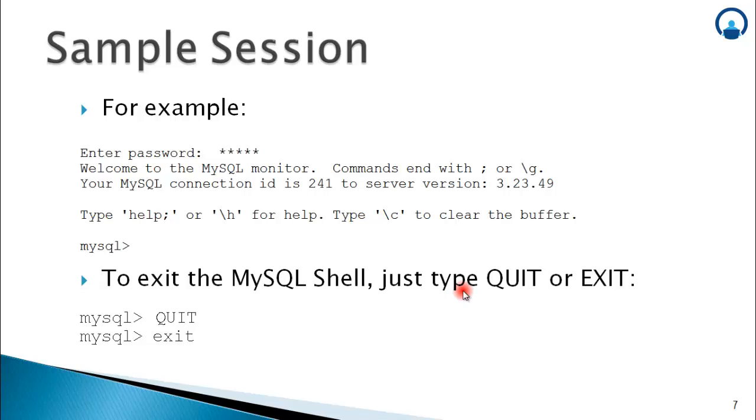You get the message: Welcome to the MySQL monitor. Commands end with semicolon or \g. Your MySQL connection ID is 3 to server version 3.2.3.49. This would be the message when you connect to MySQL. You can type help; or \h for help. Type \c to clear the buffer from the command prompt. Now if you have to exit MySQL, you have to type either quit or exit on the command prompt. That will exit your MySQL session.